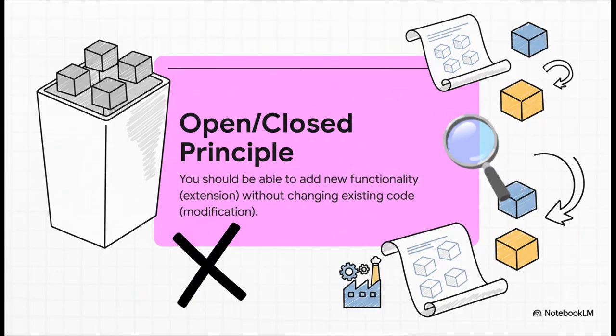What we're doing here violates the O in the SOLID principles, the open-closed principle. It's a fancy way of saying our code should be open for extension, we should be able to add new stuff, but closed for modification. We want to add that new reverse iterator without ever touching the original factory's code.